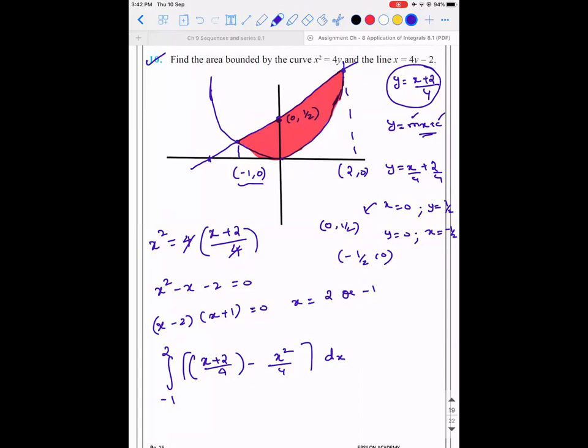Sir, that point is minus 2 comma 0. Minus 2 comma 0, yes. Just now I observed, it is minus 2 comma 0, because when we put y is equal to 0, x will be minus 2. That's right. Thank you.